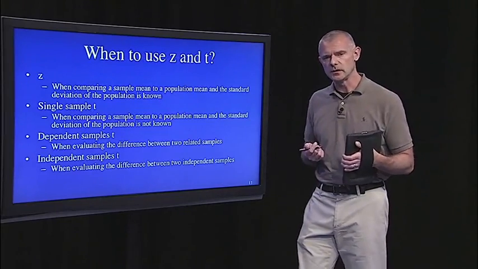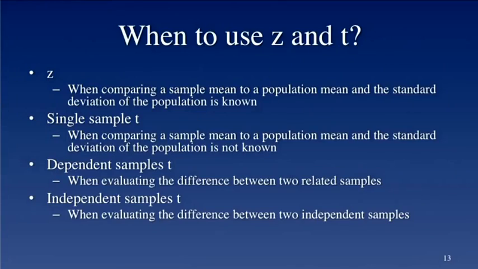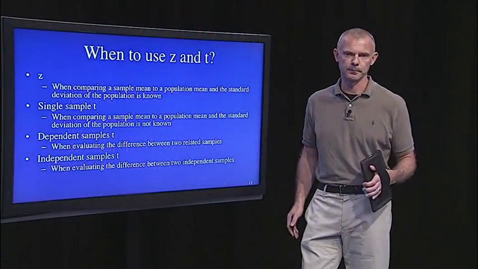So when to use each of these tests? Again, we're going to cover 4 different tests in this lecture. I've already talked about the first 2. So use a z-test when you know the population mean, you know the population standard deviation, and you want to compare a sample mean to a population mean. It's rare that we do this, but it's a good place to start. It's real easy. Single sample t is exactly like that, except you don't know the population standard deviation, which is more likely. And then the more common tests are dependent t and independent t.